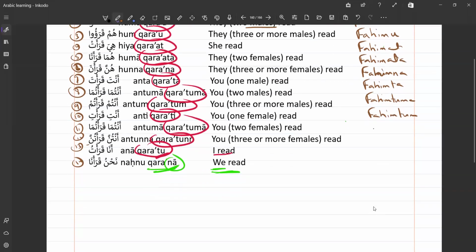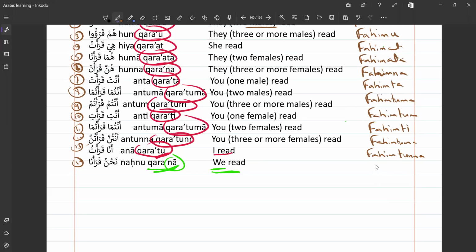Then let's talk about the feminine variations. Fahimti means you understood, but for a single female. Fahimtumā again, for two females. And fahimtunna, or fahimtun, means you understood, but for more than two females.